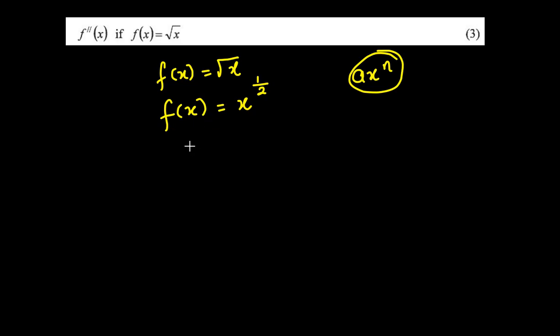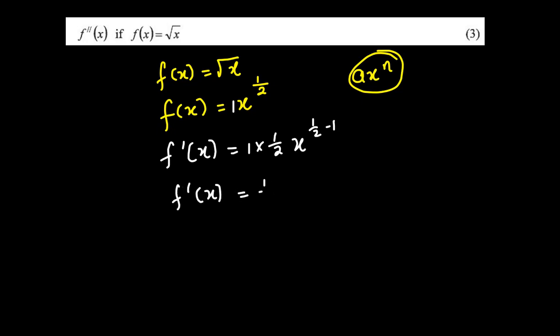Okay, then to find the derivative, now when I'm applying the rule, I write it in white. To find the derivative, I just say 1 times half, and then I say x to the half minus 1. So what will be the derivative there? The derivative would be half x to the power of negative half. Okay, but now they want f prime prime x. So what does f prime prime x mean? It is the second derivative.